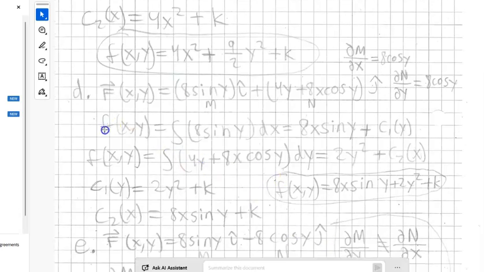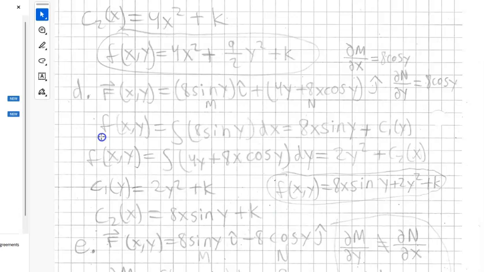And next up for part d, we have to find dM over dy and dN over dx for (8 sine y)i plus (4y plus 8x cosine y)j. dM over dy is going to be 8 cosine y, and dN over dx is going to be 8 cosine y as well. And since they're both the same, it's conservative.